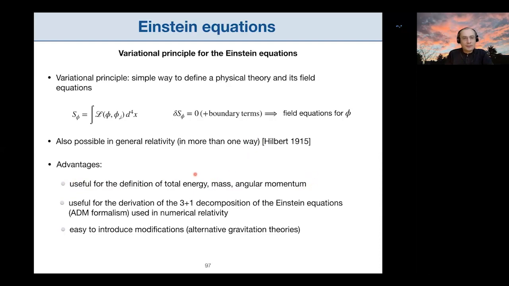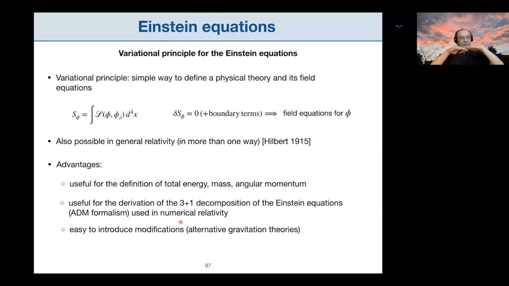This is, for example, useful for the definition of total energy, mass, and angular momentum. It turns out that by manipulating the definition of the action, you can define these quantities. We'll not do it in this lecture, but it's an interesting point. It's also useful from the point of view of something called the 3+1 decomposition of the Einstein equations used in numerical relativity. When you want to solve the Einstein equations on a computer, and quite often you have no other choice, what you need to do is to split your spacetime into space and time.